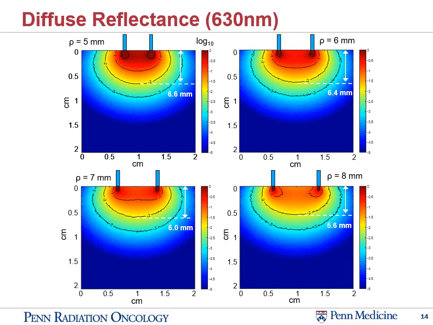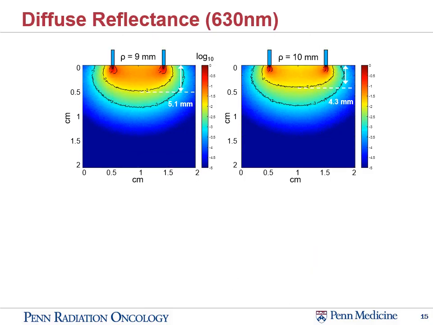We further increase the distance between source and detector fibers, and at 5 mm separation, 99% of detected light travels up to 6.6 mm deep into the tissue. Around 6.4 mm deep at 6 mm separation, 6 mm deep at 7 mm separation, and approximately 5.6 mm deep into the tissue when the detector is placed 8 mm away from the source fiber.